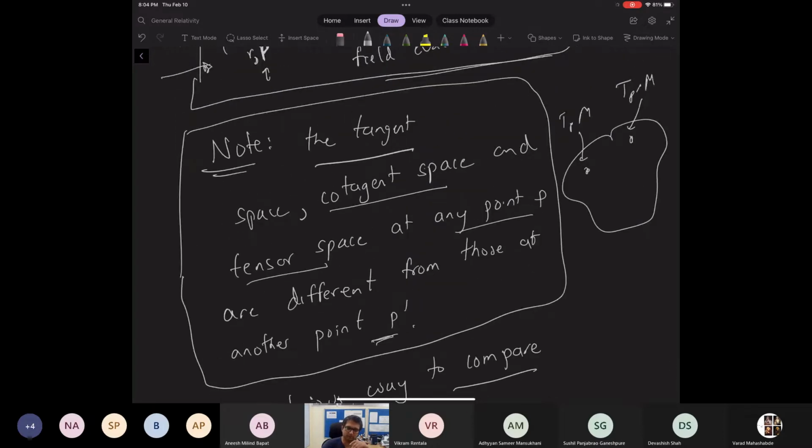Later we'll see that we'll develop a notion of how to compare them, but that comparison cannot be done in general at the level of a manifold. You have to go to a metric space. So that's what we're going to do next. Any questions here?